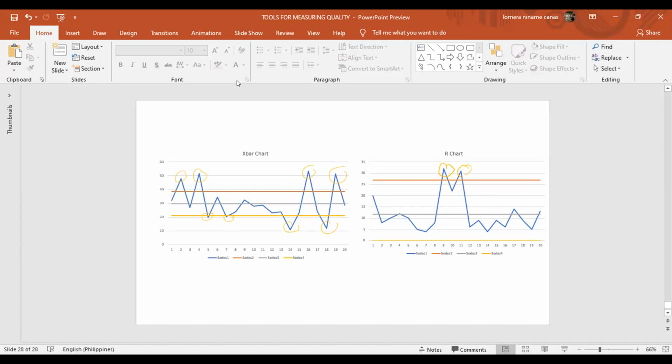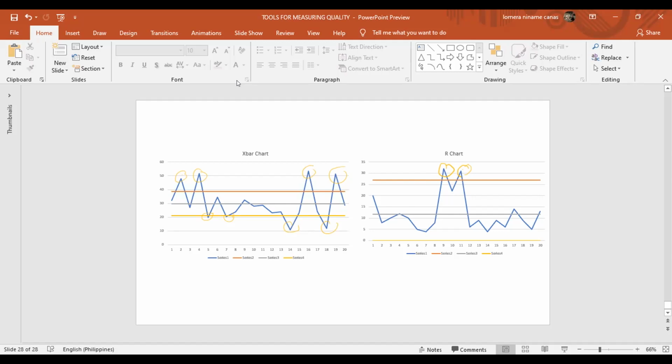And after we make improvements, we have to revise our charts to see if the improvements that we proposed or implemented make the process stable. So again, if there are points which are out of the limits, investigate and then make improvements.